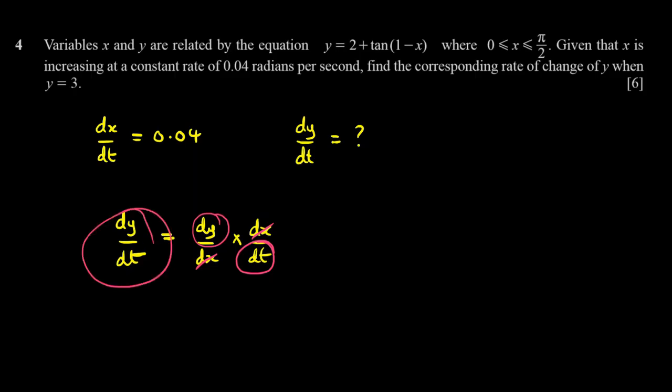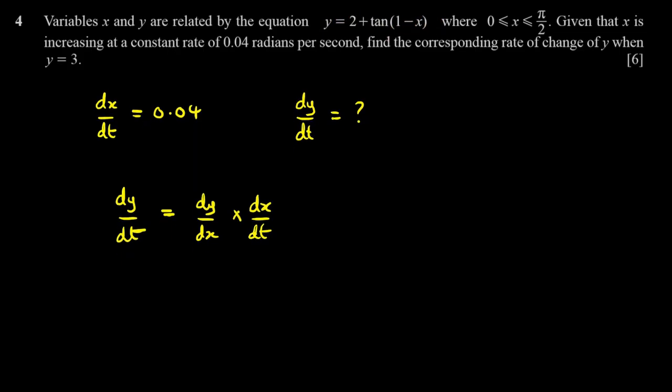Okay, so what you're really trying to do is create an equation like this, such that the variable that you don't want is being cancelled off. All right? Okay, then. So we want to find dy/dt. We've got dx/dt. So the thing that we need is dy/dx. Well, how are we going to get dy/dx? Well, we've got to differentiate this thing here with respect to x. So I'm going to write that down.